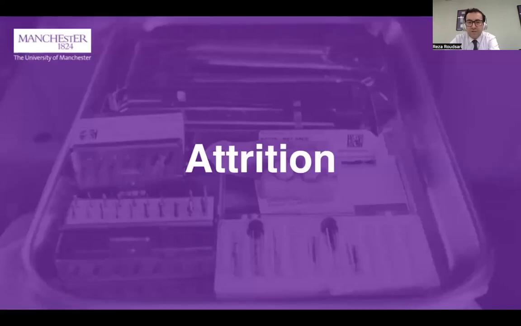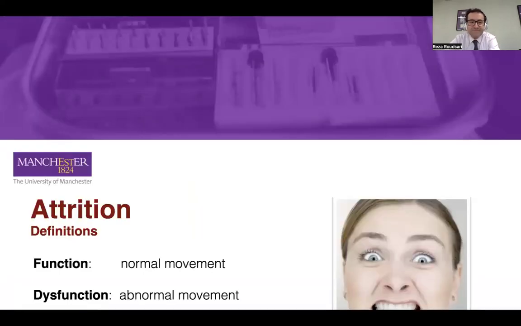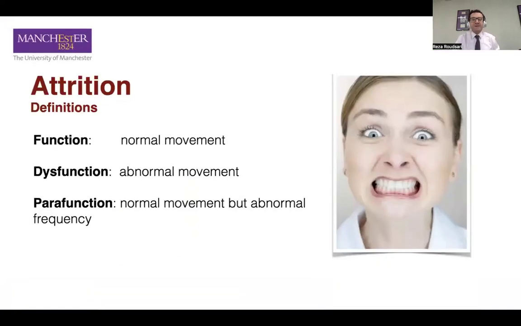So let's move on from erosion now to attrition. And before I discuss it, I would like to just clarify these three terminologies. So function is when you're talking about normal movement. So if your mandible is moving normally, then it's in normal function. Dysfunction is when you've got abnormal movement. Parafunction is when you've got normal movement, but too much of it. So you've got normal movement, but abnormal frequency.